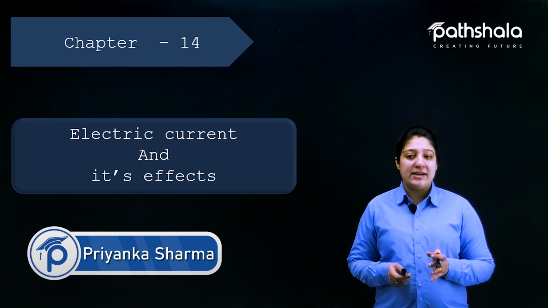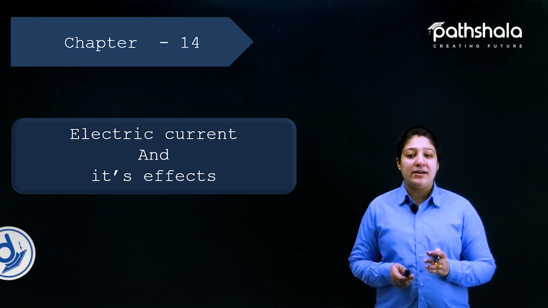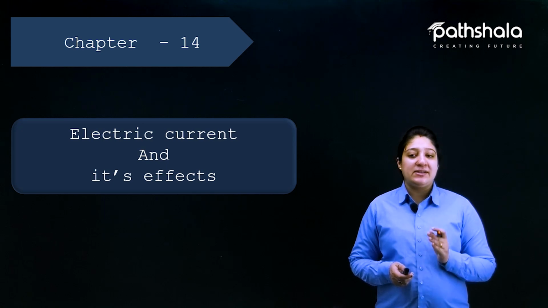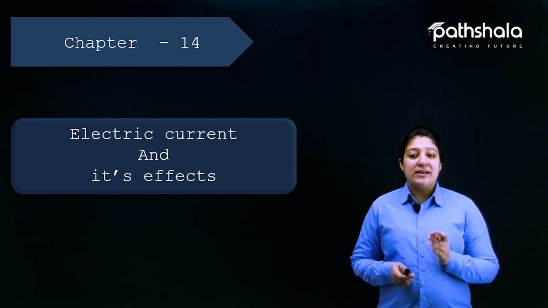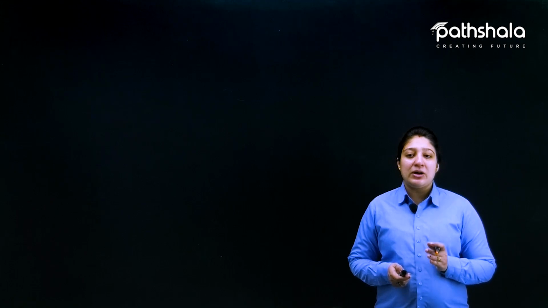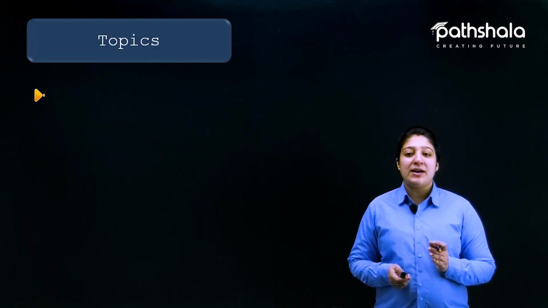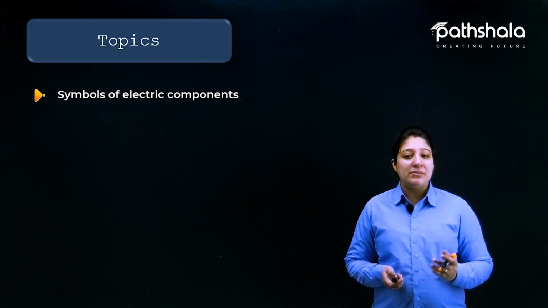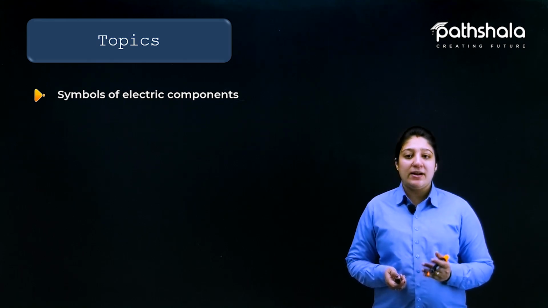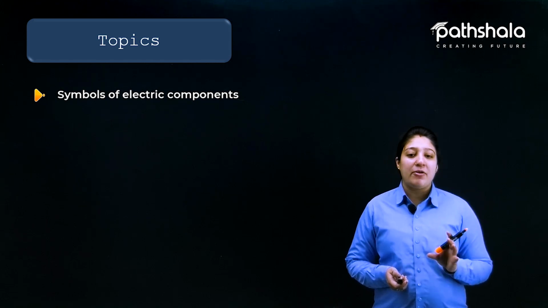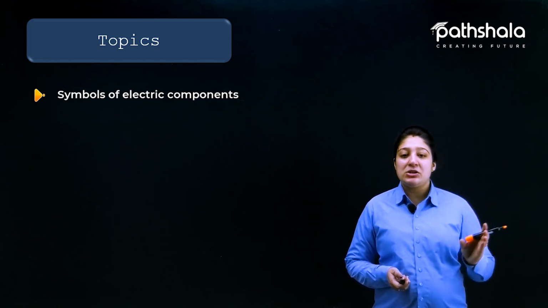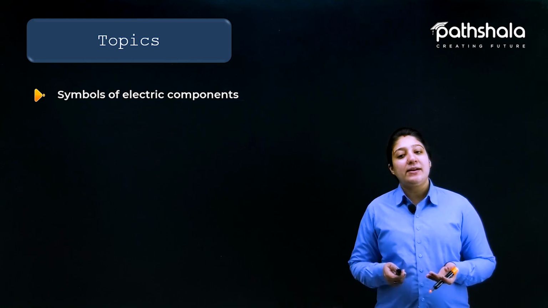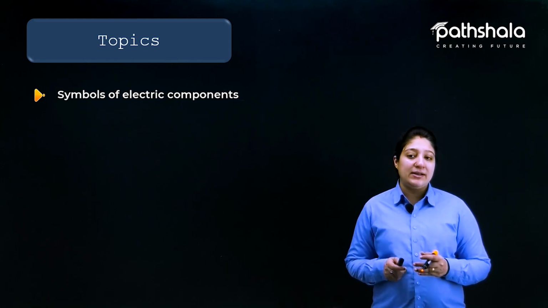Today we are going to study chapter 14, that is electric current and its effect. It's a chapter of class 7 science. Now in this chapter, the topics that we are going to cover are, first of all, we are going to understand the different symbols of electric components. Right now we know there are different electric components like bulb, wire, switches. So how they are represented in symbolic form, that we are going to understand.